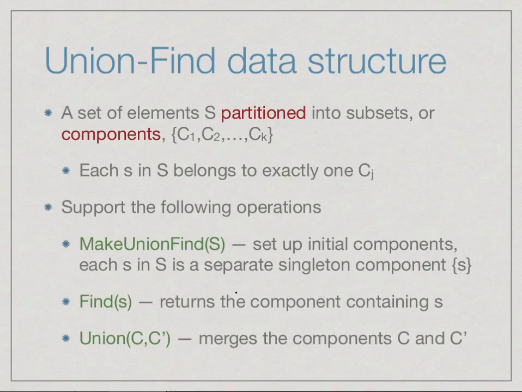So recall that the union find data structure keeps track of a partition of a set S and supports three operations. One is make union find, which creates a trivial partition where each element is in a singleton partition named by itself. So we use the same names for the partitions and the elements. Each small s is in a partition called s. Find tells us which partition a given element belongs to, and union combines two components or two partitions into a single one.